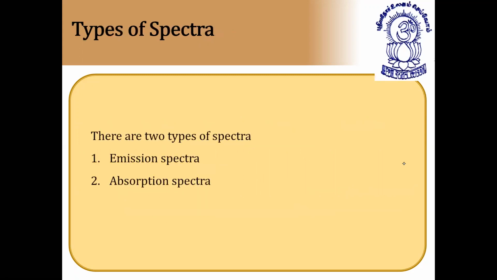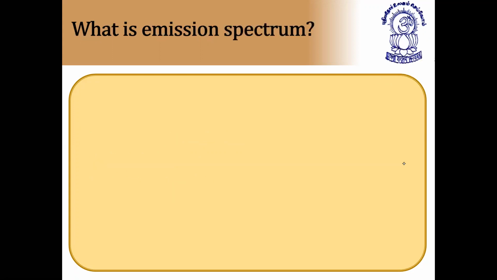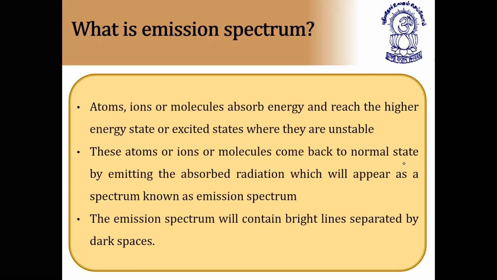Next, types of spectra. There are only two types of spectra. One is emission spectra, and the other is absorption spectra. So what is an emission spectrum?